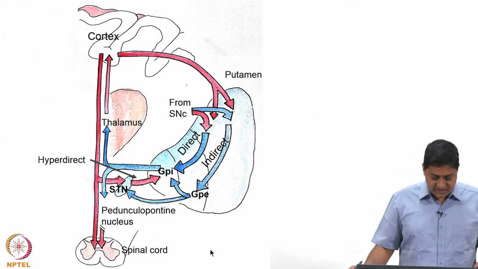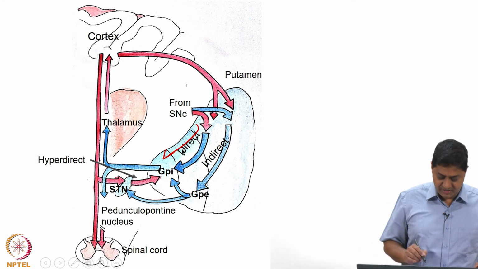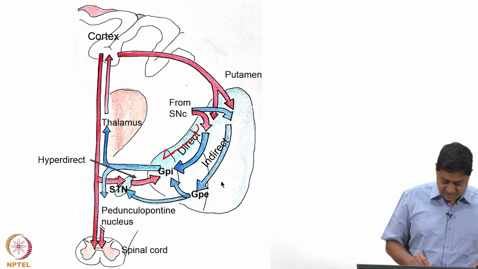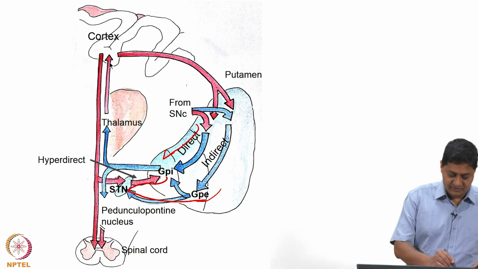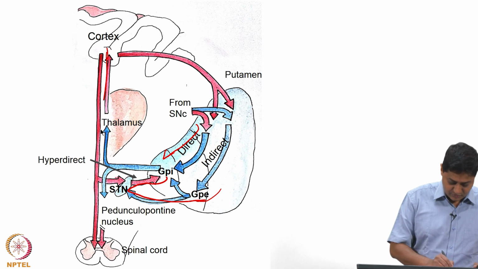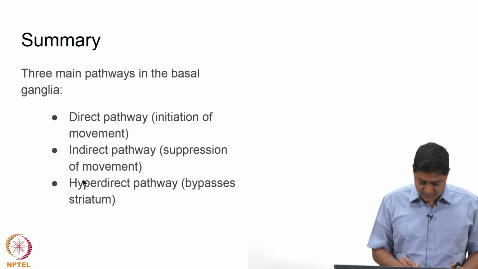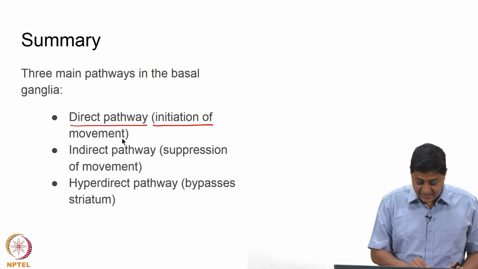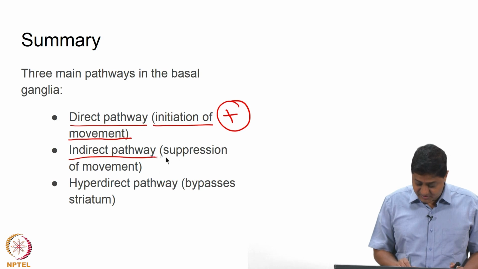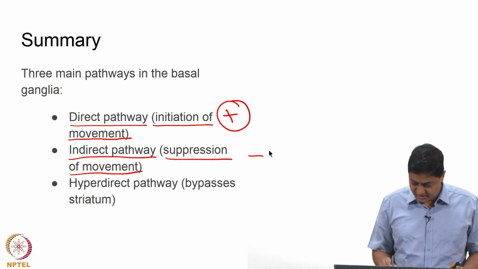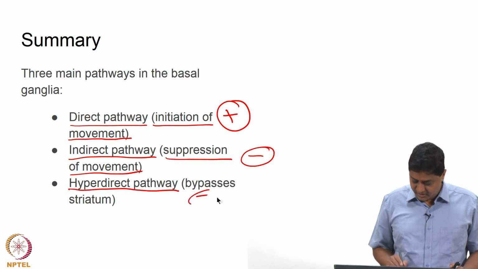So, once again this is another pictorial representation of the situation. So, you have the direct pathway coming in from the striatum to the GPI, the indirect pathway coming in from the striatum through the subthalamic nucleus to the GPI and thalamus, and the hyperdirect pathway coming in directly from the cortex to the subthalamic nucleus. So, in summary, we have discussed three pathways: the direct pathway, which is responsible for initiation of movement, which is an excitatory pathway; the indirect pathway, which is important for suppression of movement, which is an inhibitory pathway; and the hyperdirect pathway, which bypasses the striatum, also an inhibitory pathway.